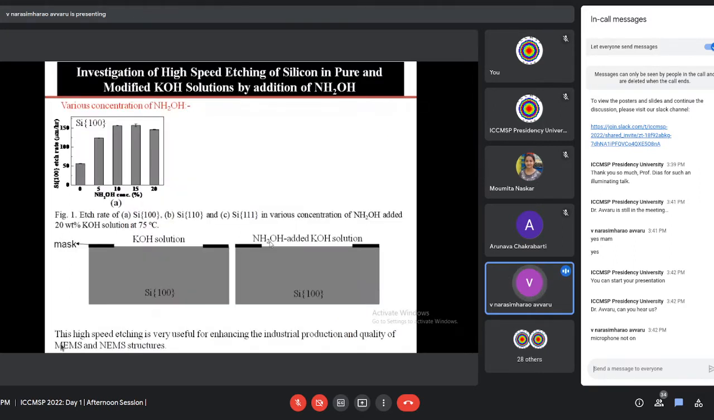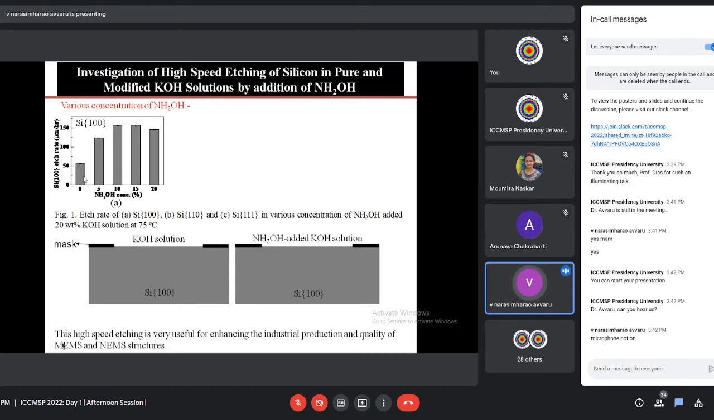So this is our work. This graph shows the etch rate of 100 orientation in pure and NH2OH added KOH solution. We extra added NH2OH. So what is the change in this anisotropic etchant, how did the etch rate change? We are showing this graph.